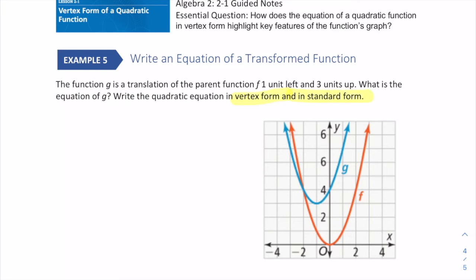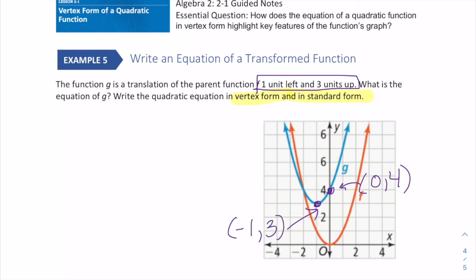Okay, so key things here. There's no mention of any stretch. Okay, so we're going to have to make sure that we double check the a value. So if I look at this graph, this g function, we can see that the point (0, 4) is also on the graph. And then you can see right here, from this little shift, one unit to the left and 3 units up, we know that the vertex will be (-1, 3).